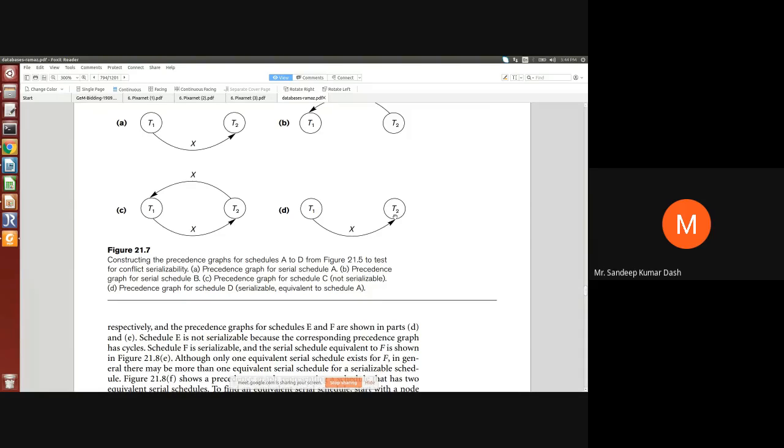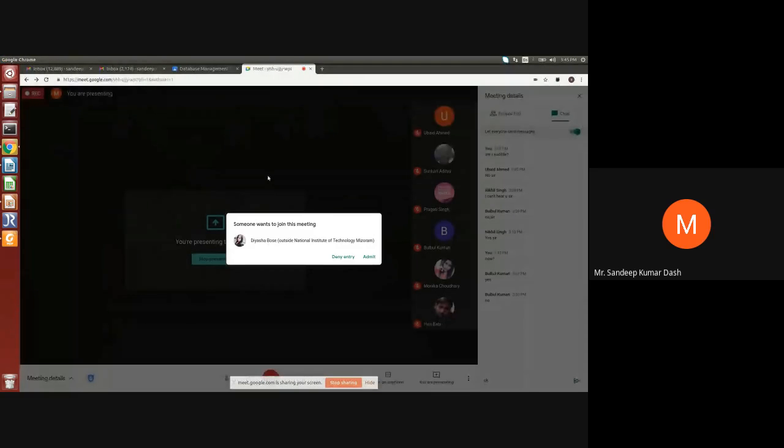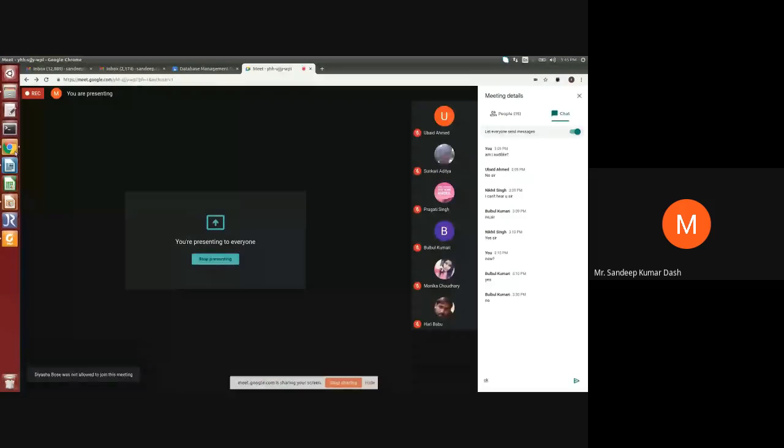Okay. Now you know the difference. What is the quick test for saying whether a schedule is serializable or not? You have to just draw a graph. If the graph contains a cycle, sorry, it is not a serializable schedule. If it does not contain any cycle, that is a serializable schedule.